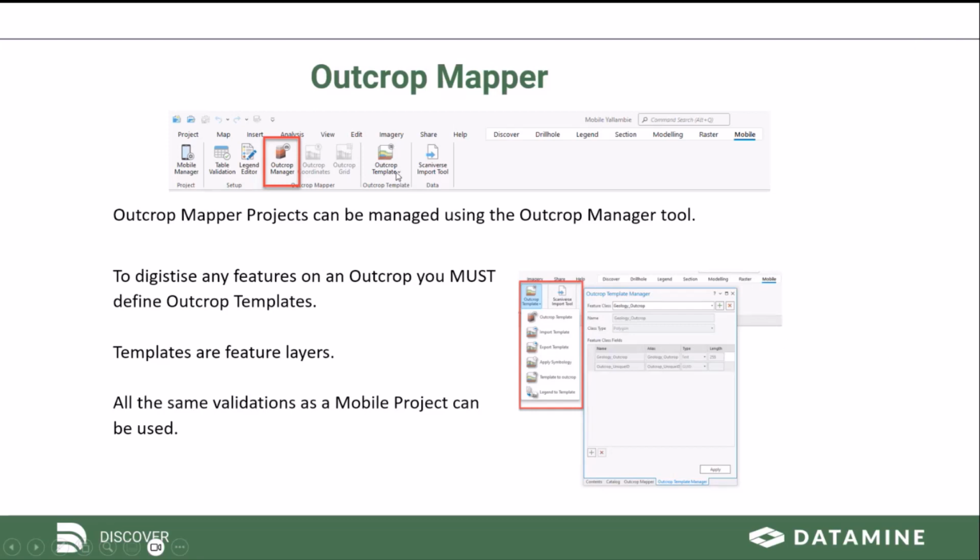The same terminology goes across the two different GIS platforms. So you must create outcrop templates. They're just basically layers, that's all. So they're feature layers or, you know, object layers. And you can apply all the same validations as you do in Discover Mobile on the outcrop.